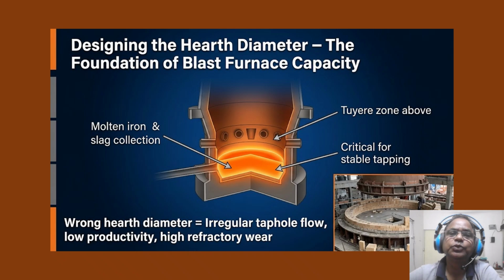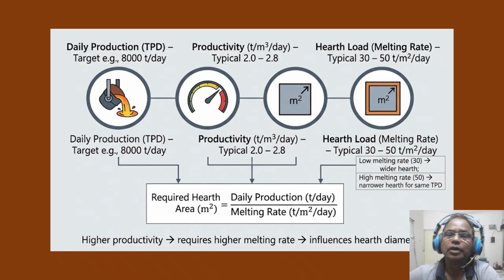So, coming to our roadmap forward, which is based on linking production, productivity and hearth. Here we connect daily production, productivity and hearth load. For example, a target of 8,000 ton per day with a productivity between 2 to 2.8 gives us a melting rate of 30 to 50 ton per meter square per day.